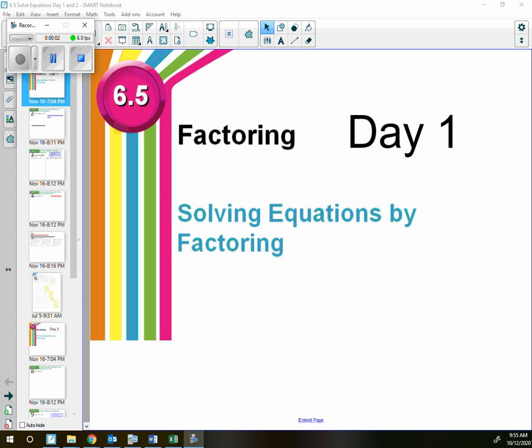All right, so we're on to 6.5, factoring and solving equations using factoring for our first part. This is kind of what we've been headed towards. Being able to factor is just a way to help us solve different kinds of equations. So being able to break things down into factors helps us find solutions to equations. So that's what we want to talk about today.